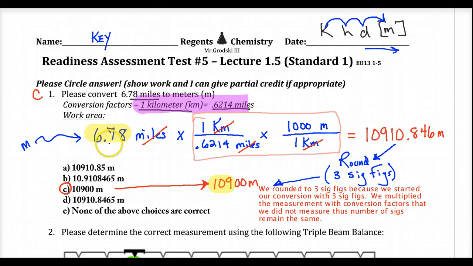So if I was multiplying this by another measurement, we know to round to the least number of sig figs when we multiply or divide. But these numbers we did not measure. So we start with 3 sig figs. We should end with 3 sig figs. So when you're doing a conversion of any kind with one measurement, and using other converting factors you didn't measure, you always end up with the same. Okay? So it's important that you realize that.